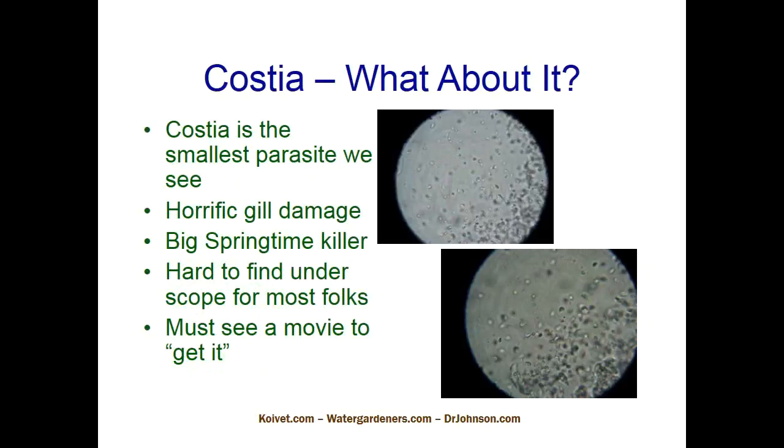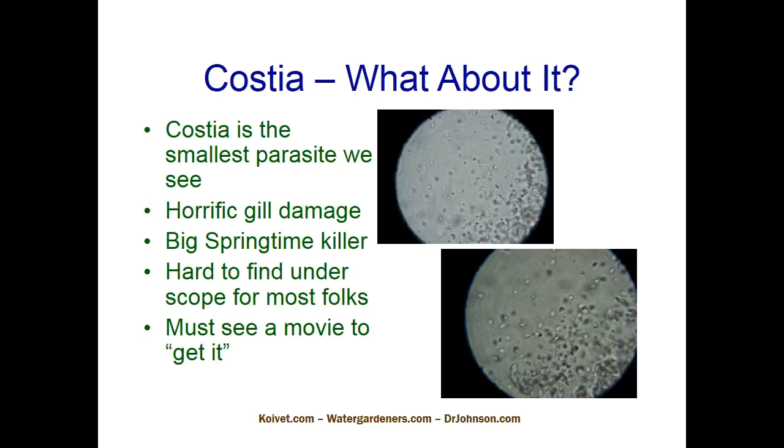Next parasite I want to talk about is Costia. Costia is a small parasite. You'll see it under higher magnification, something on the order of 150 to 200. You'll make it out, and then some of these videos show it at 400 power. You don't need that to diagnose it. What you're going to look for is silvery little commas, and they're swarming, and pretty easy to recognize.